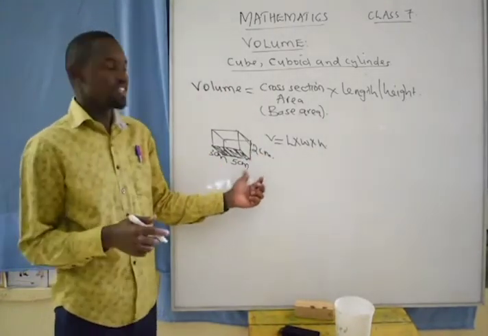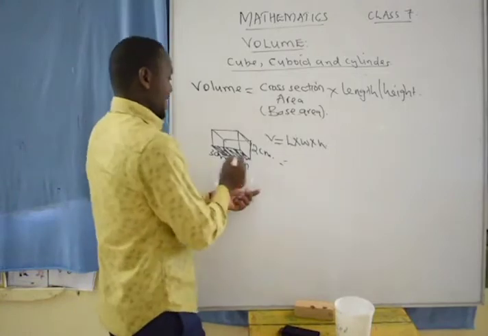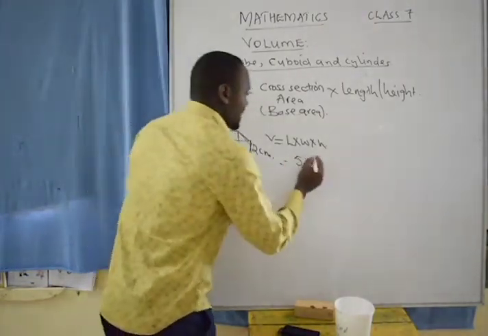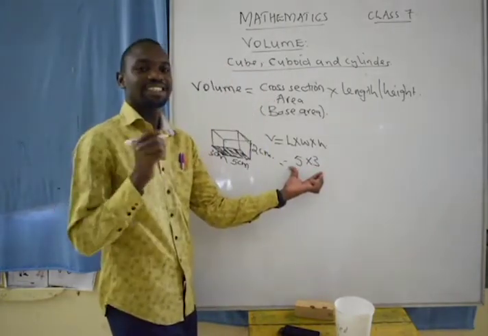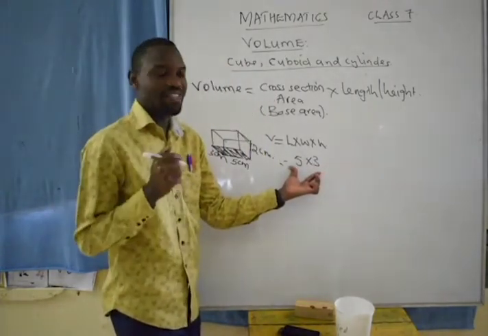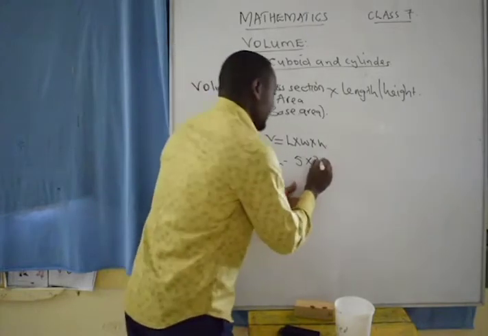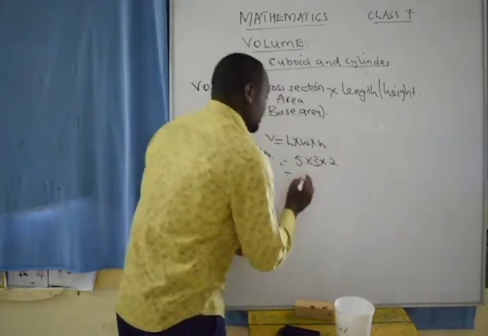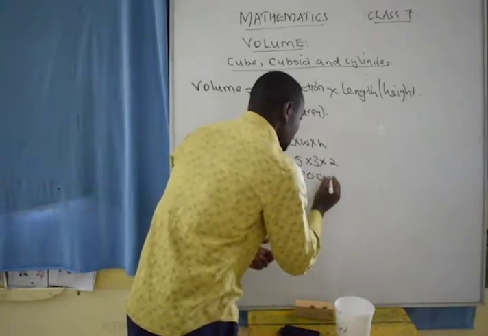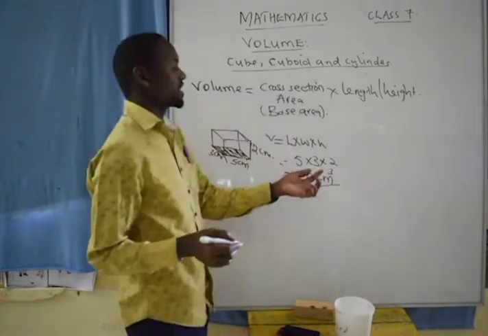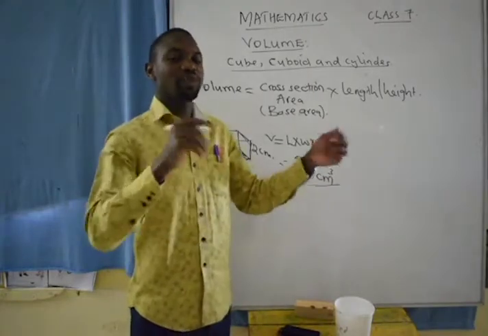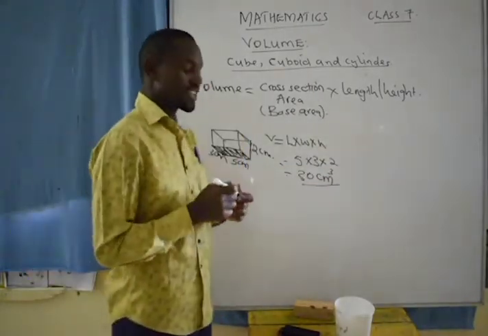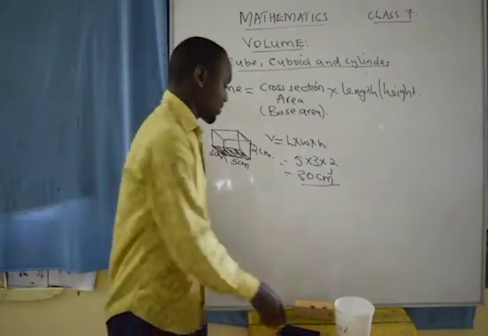To get the volume of this cuboid, we multiply the length, that is 5, times the width, that is 3. What is this? This is the base area, or the area of the cross section. Then times a height of 2. So this is 15 times 2, which is 30 cubic centimeters. Volume is given in cubic units, either cubic centimeters or cubic meters. That is the formula for getting the volume of a cuboid.